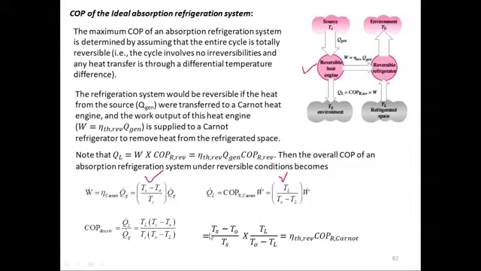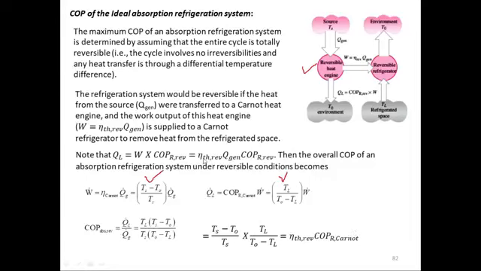So this is the Carnot heat engine efficiency, eta thermal reversible, and this is the Carnot refrigerator COP, COP R Carnot. So that's how the COP of the absorption refrigeration system will be equal to the thermal efficiency of the Carnot engine multiplied by the COP of the Carnot refrigerator. So this is one of the articles that we had to cover.